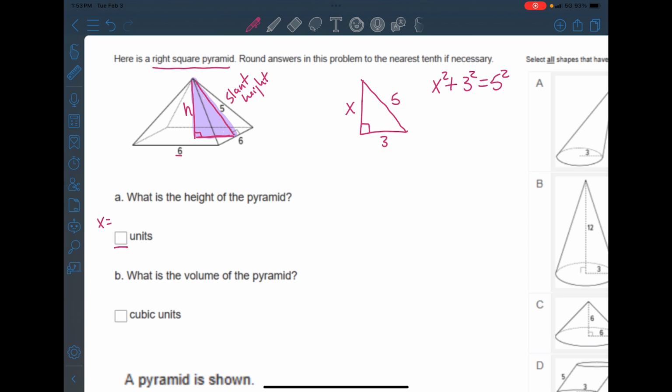Then it says, what is the volume of the pyramid? So once you find what your x is, you're going to put this into this. And remember, your capital B is base times height of the base. So this is your base, this is your height, and then this is x. So whatever you got for x, you put it in there, and then you figure that out.